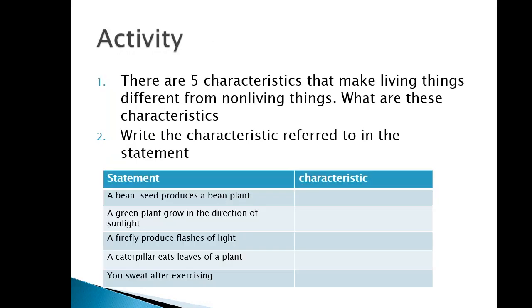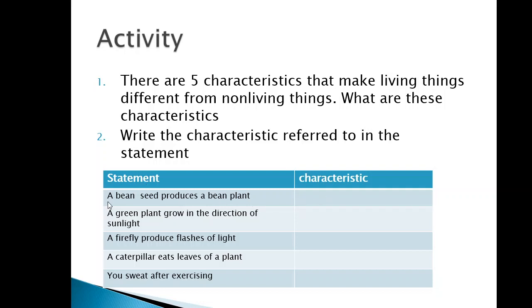Okay, and the activity for today, number 1: there are 5 characteristics that make living things different from non-living things. So what are these characteristics? So you name these 5 characteristics, and then in number 2, write the characteristic referred to in the statement. So these are the statements, and what you do, you read the statement, you understand the statement, and you tell me what characteristic is referred to by that statement.